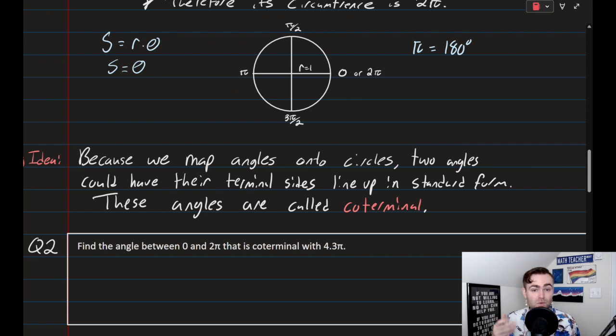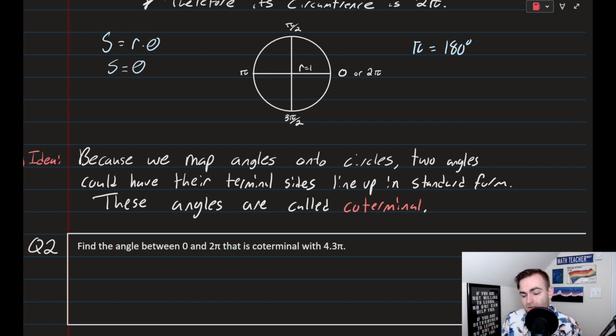So because we're mapping all of our angles onto a circle, anything past 2 pi radians, anything past 360 degrees, gets mapped into a place that was already mapped to from 0 to 2 pi. What do I mean by this? I mean that 3 pi has the same terminal angle, the same terminal ray as pi radians. So we would call those two angles, 3 pi and pi, coterminal.